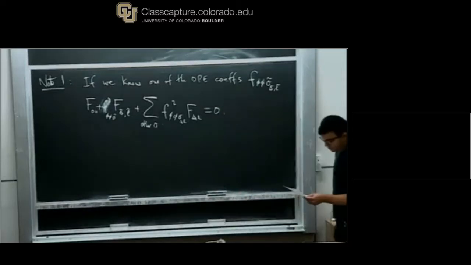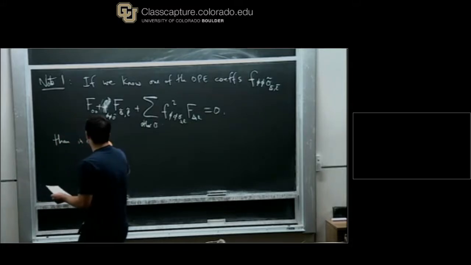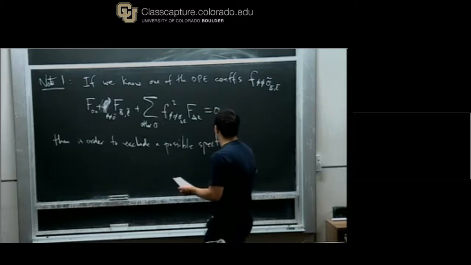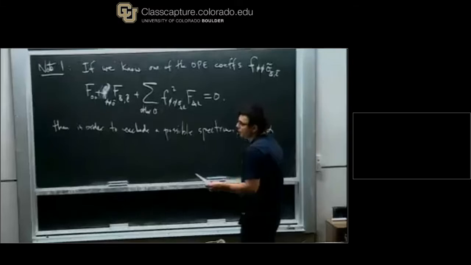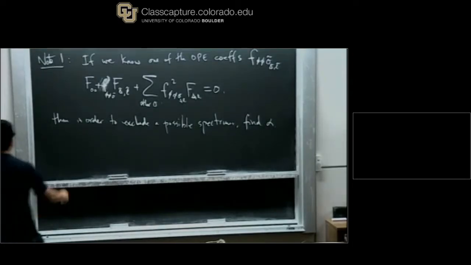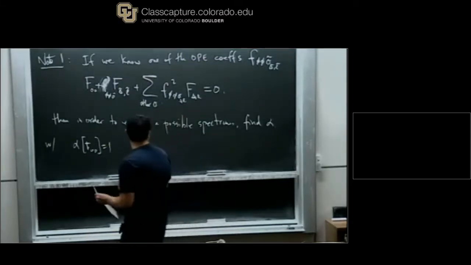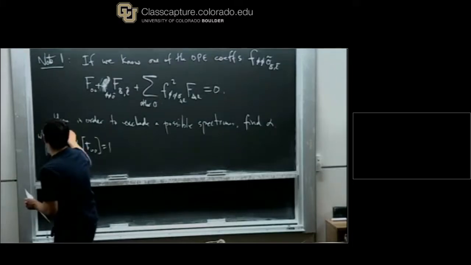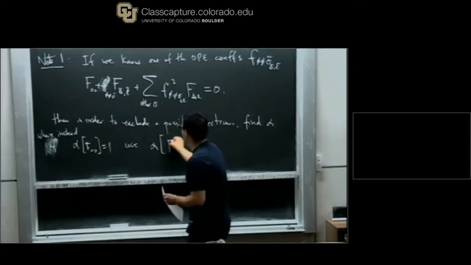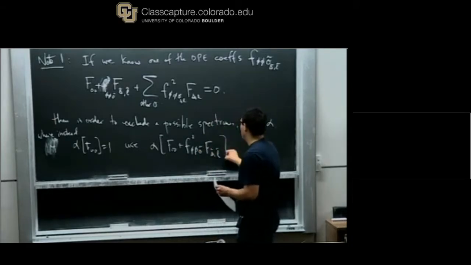And then, in order to exclude a possible spectrum, find a linear functional alpha with the same conditions as here, except that instead of alpha acting on the identity operator being normalized to 1, we use the normalization condition that alpha acting on this combination is equal to 1: f 0, 0 plus f phi phi O tilde squared f delta tilde L tilde is equal to 1.